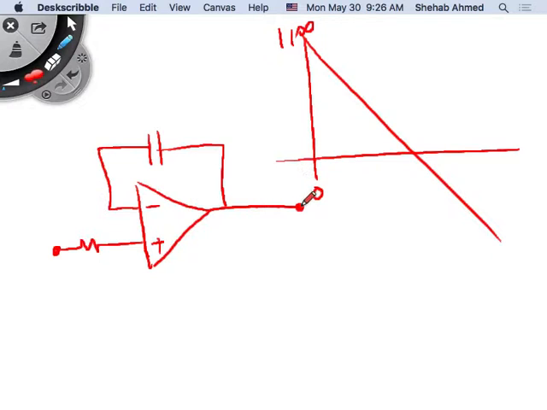The DC gain of the integrator was infinite because the transfer function of the integrator was 1 over s. Right? If we look at the derivation again, it was 1 over s. So it was infinite at DC. If s is 0, the gain is infinite.